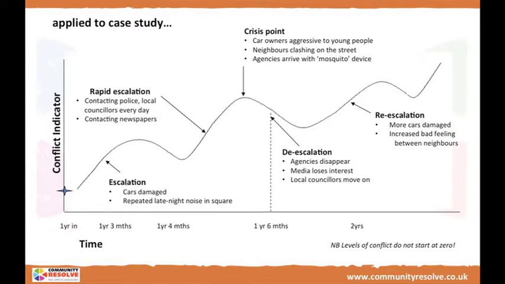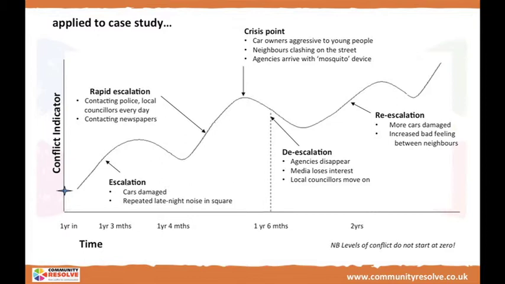The rapid escalation was repeated, almost daily calls to the police, dragging in local councillors, getting in touch with the media. And the point where it became a bit of a crisis for people was when it was very visible. Car owners were getting very aggressive to young people and their parents, and a lot of different agencies arrived with their ideas how to sort this out. One idea was to bring in a mosquito device, recently devised in America, which they put in the square, and its high frequency was thought to be unbearable to young ears and drove people out of the square.